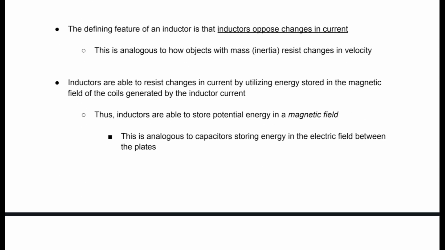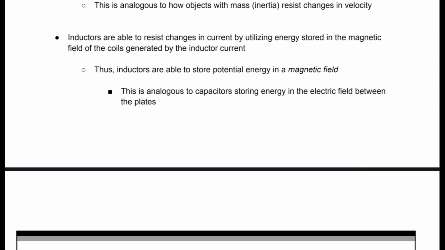And the defining feature of these inductors is that inductors oppose changes in current, just like how mass opposes changes in velocity. If you apply a force on a mass that's moving, it's not just going to instantly stop. It takes time. And inductors can resist changes in current by utilizing this stored energy in the magnetic field of the coils. So this is a magnetic analog of capacitors, which store energy in an electric field.